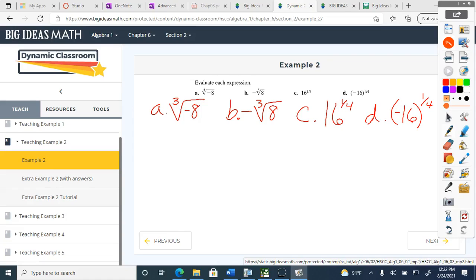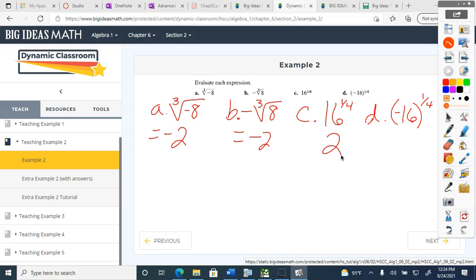So try putting all those in your calculator real quick, and we'll talk about what our answers are. So I'm going to pause. What did you get for A? -2. Anybody not get -2? Everybody good? How about B? It's also -2. No, it's -2 because it isn't a -8. Yeah, that's a +8 inside on B. What about C? 2. And D, you should have gotten an error.